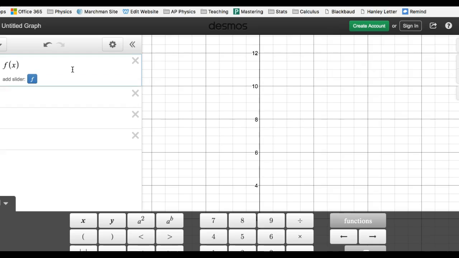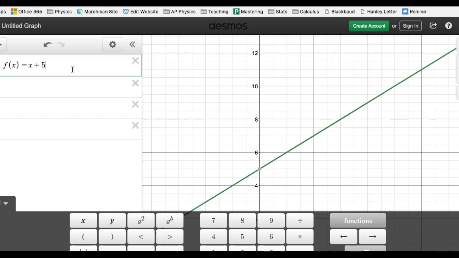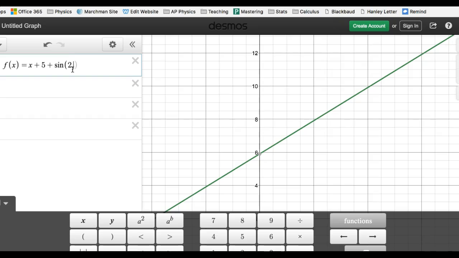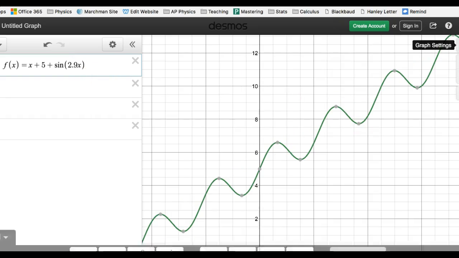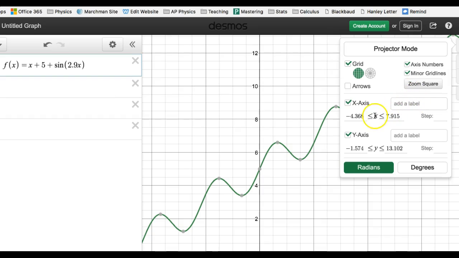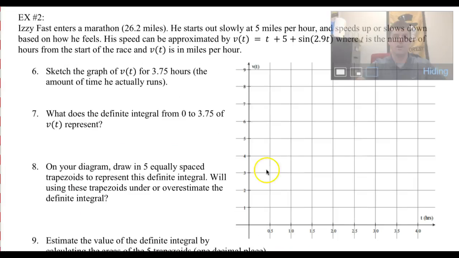F of x equals, I never have to use x and not t's here. So x plus 5 plus sine of 2.9x. Oh, and then I have a funky graph. I have a very interesting looking graph. And so I need to make my window look like this window.